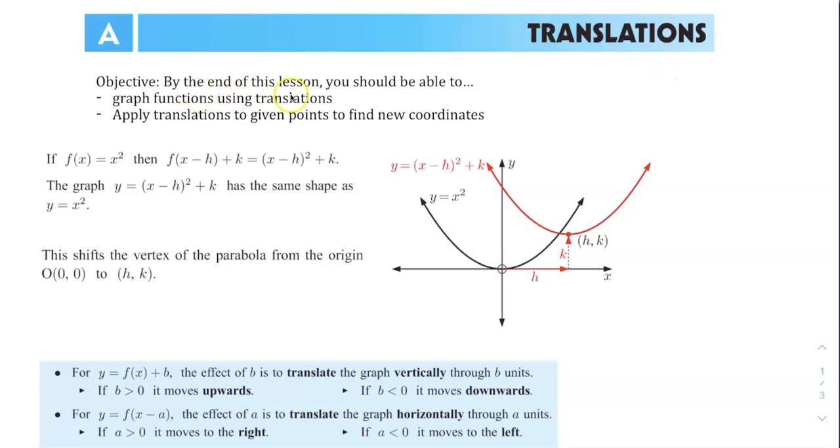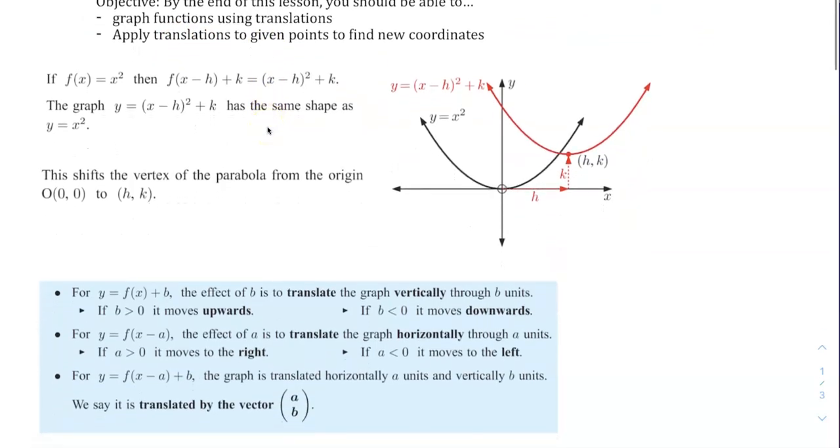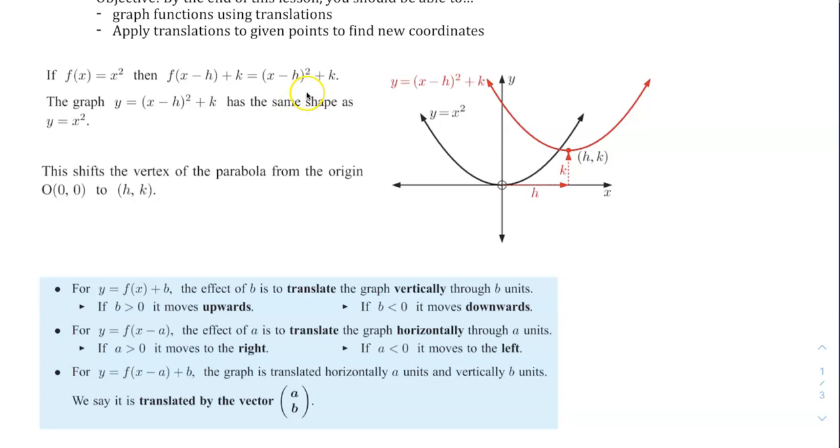Translations. Objective: in this lesson, you should be able to graph functions using translations and apply translations to given points to find new coordinates. Translations are something we've been doing since the beginning of graphing. In this example, you have f of x equals x squared, which some people call the parent function. What we're going to do is move it left and right.